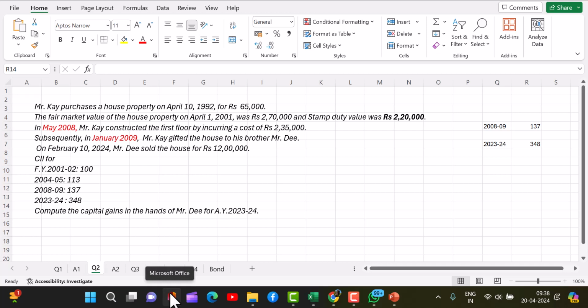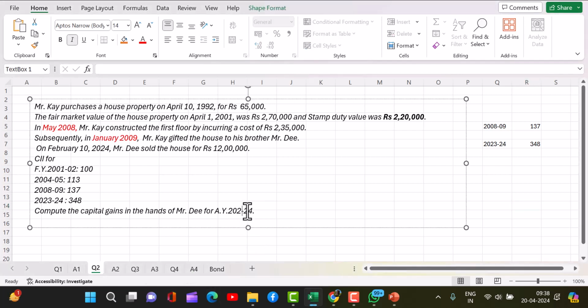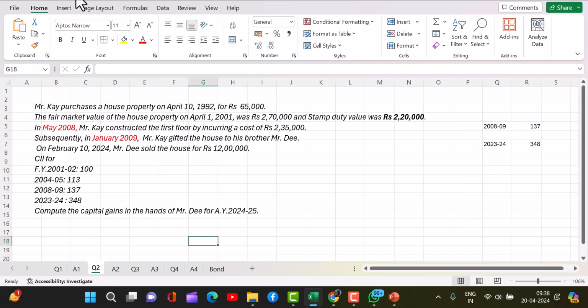So he has sold the house on February 10th to his brother. So actually there is a slight change. Okay, so this should be assessment year 24-25. The rest has not changed. So you can change it in your Excel sheet also, because he has sold the house on February 10, 2024, which is in 23-24, the last financial year, and the assessment year will be the year which is currently going on, 24-25.